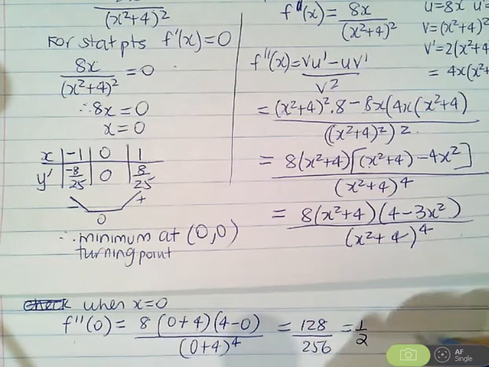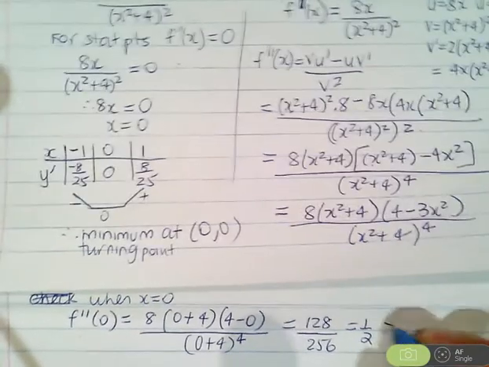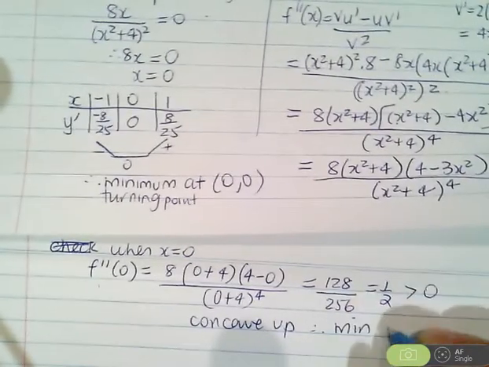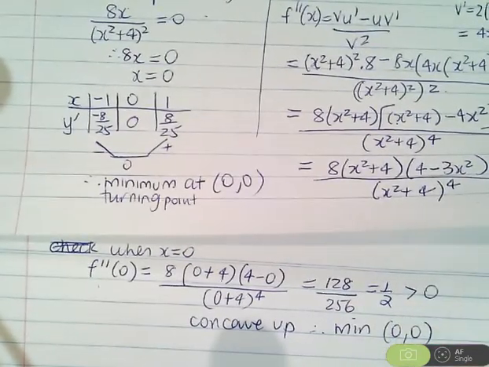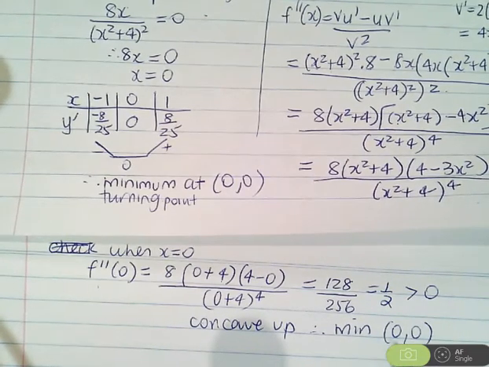I think this equals a half, okay? Just check it on your calculator. I've just done it in my head, which is greater than 0, which is concave up. Therefore, we've got the minimum when x is 0. In other words, we've got the minimum at 0, 0. So I've shown this minimum 2 ways. Of course, you don't have to do it 2 ways.